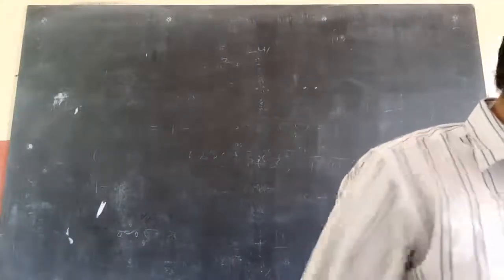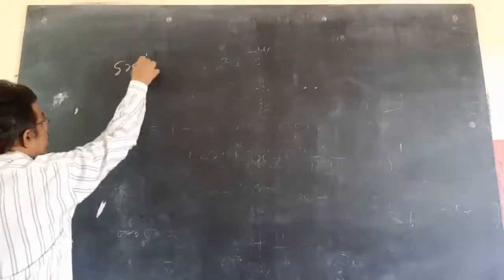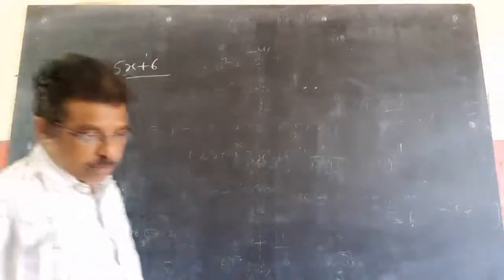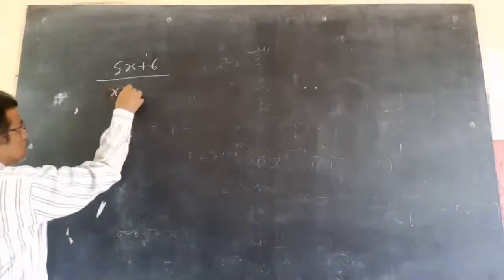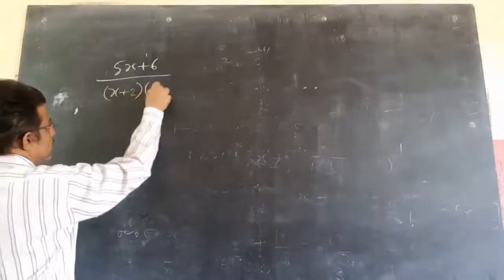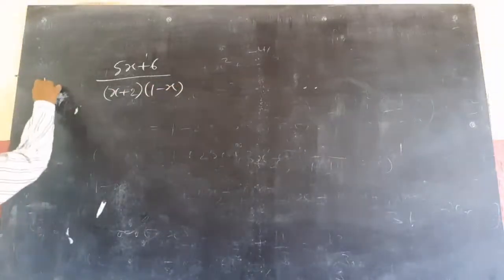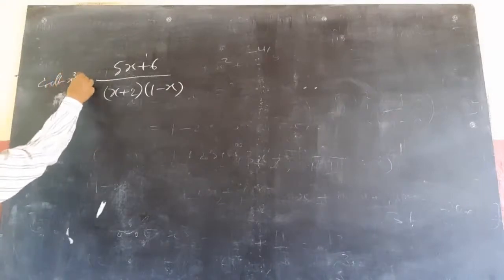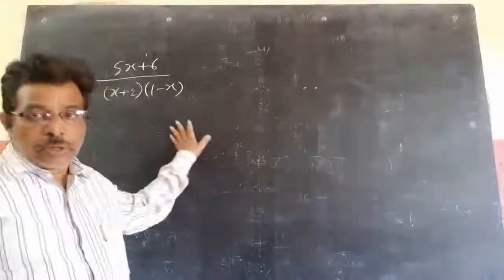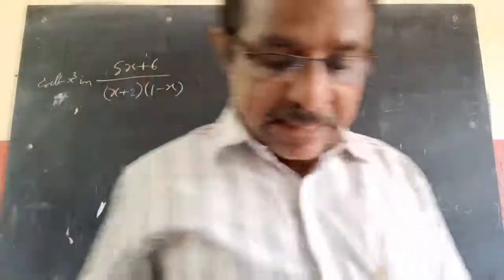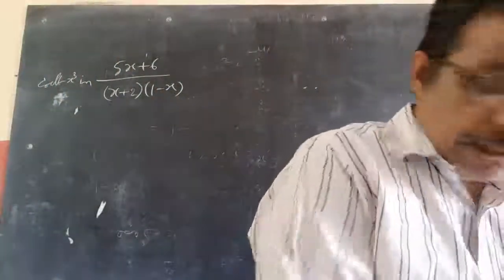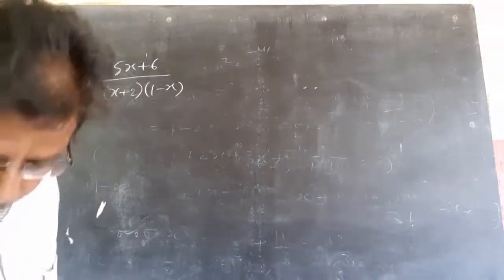Find the coefficient of x cube in the expansion of (5x plus 6) by (x plus 2)(1 minus x). He is asking for the coefficient of x cube in this expression. By seeing this itself I can say that it can be resolved into partial fractions. So how can I resolve it into partial fractions?